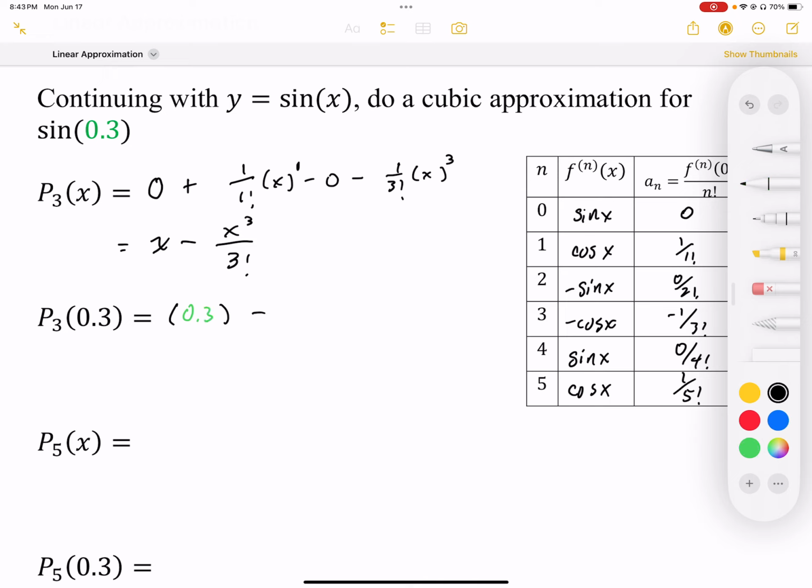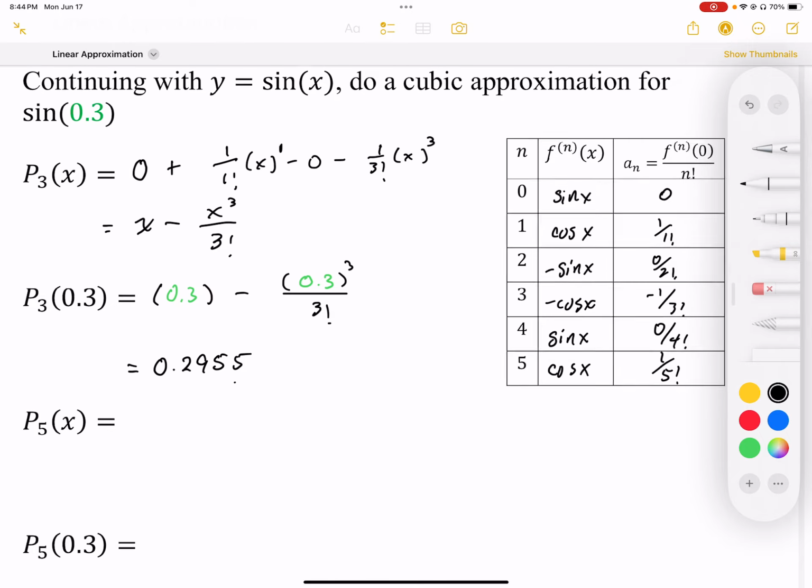0.3 for x minus 0.3 cubed over 3 factorial. And when I plug that into my calculator and calculate this, I get 0.2955. So if you recall, when we actually calculated this on our calculator, we got 0.295520. Up to the fourth decimal place, we have accuracy. That's only with two terms, or up to n equals 3.